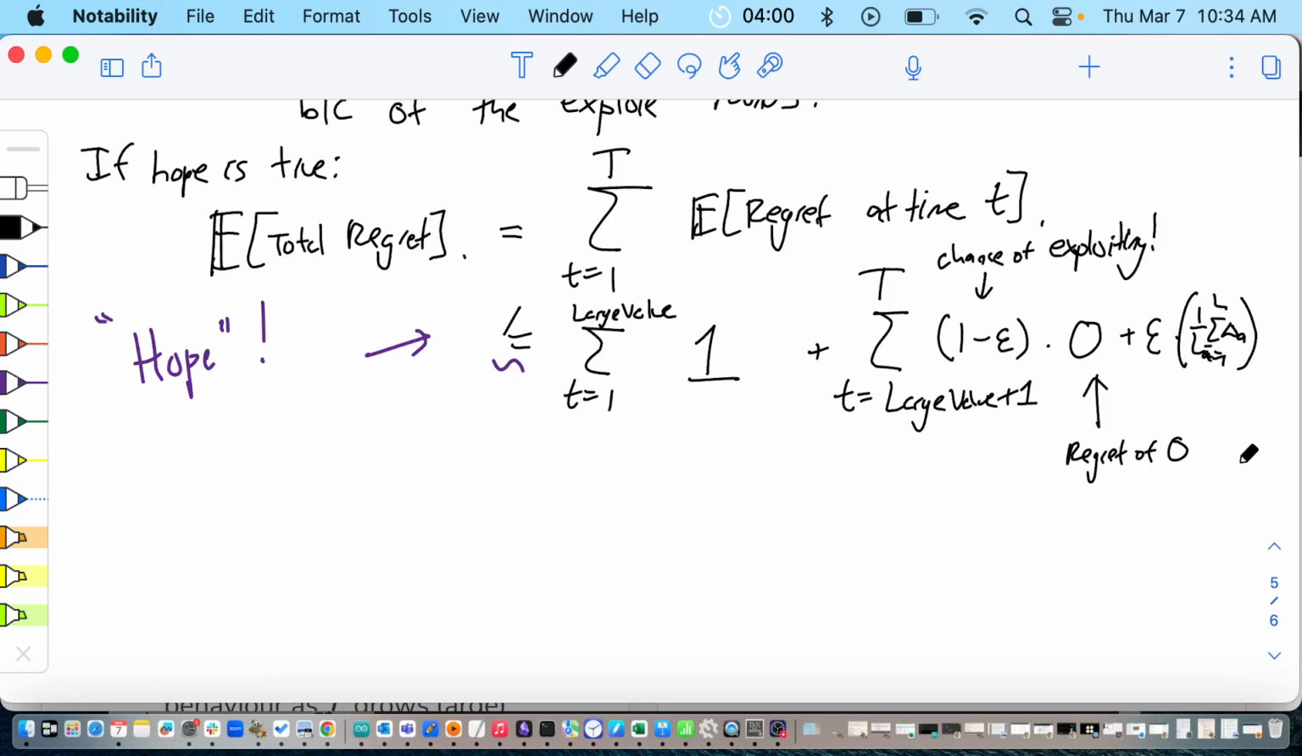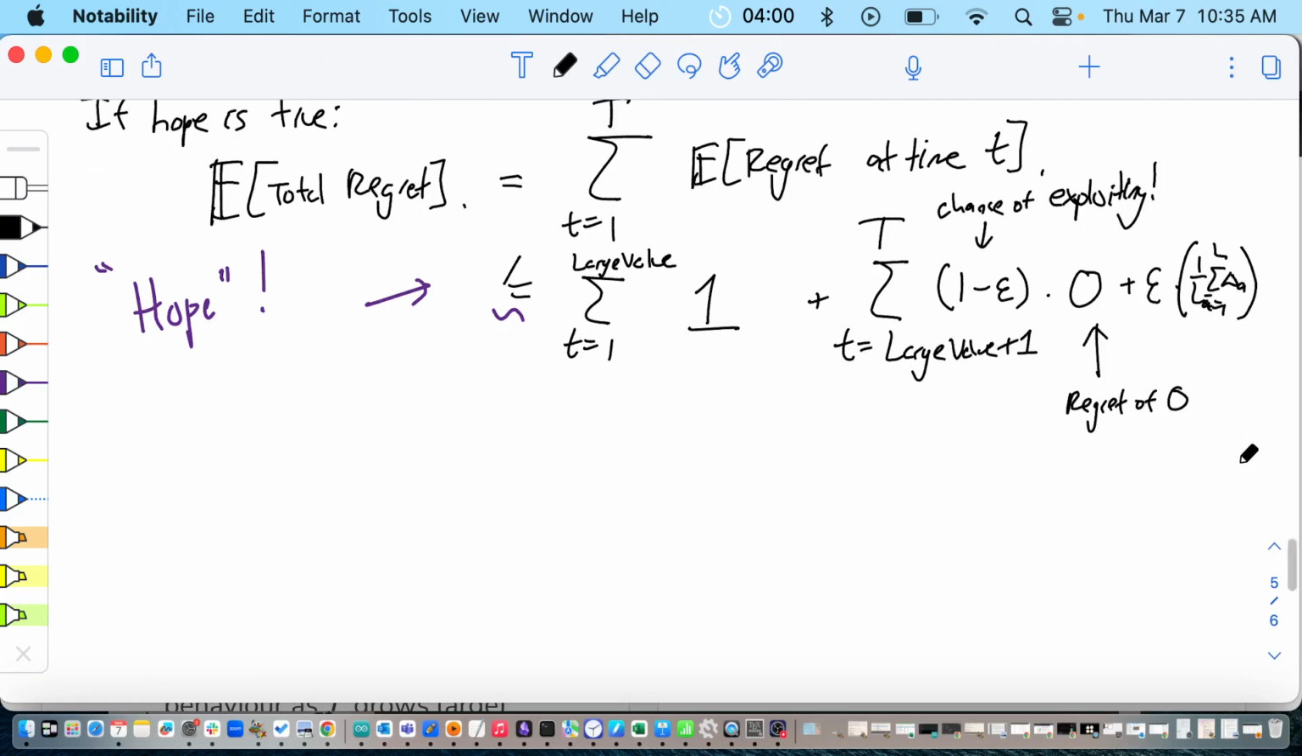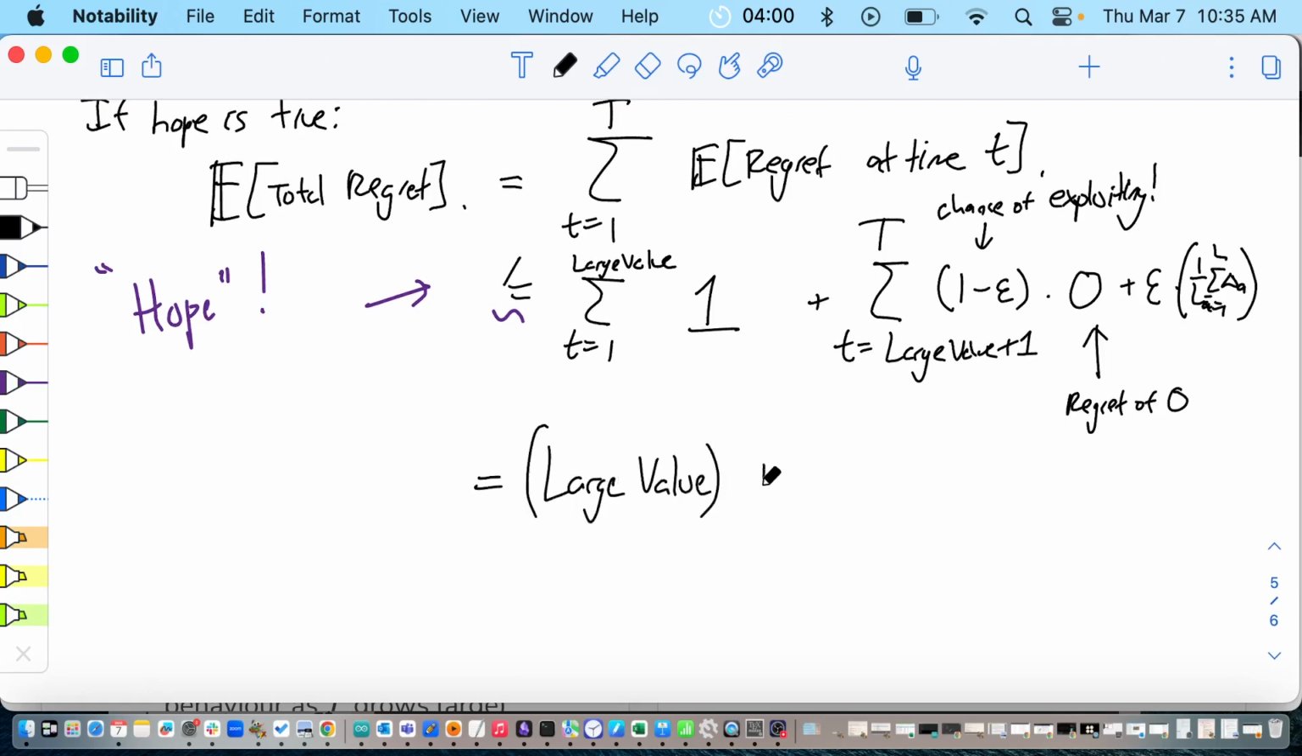Okay, we add this up over t. The nice thing is, because this thing is a 0, no matter how many times you add it together, you get 0. That's very nice. This sum over t equals 1 to some large value is going to be some large value. And then you're going to get plus epsilon times this constant times t: 1 over L times the sum over A equals 1 to L of delta A, times t.